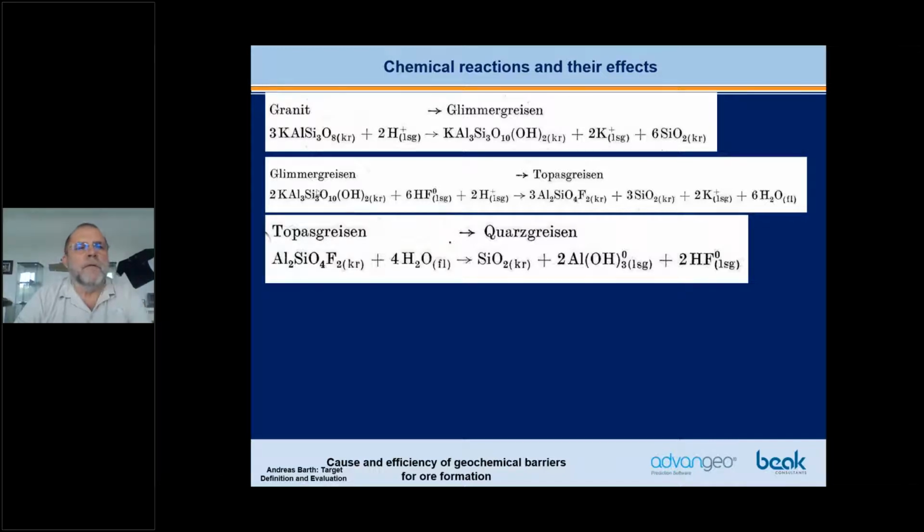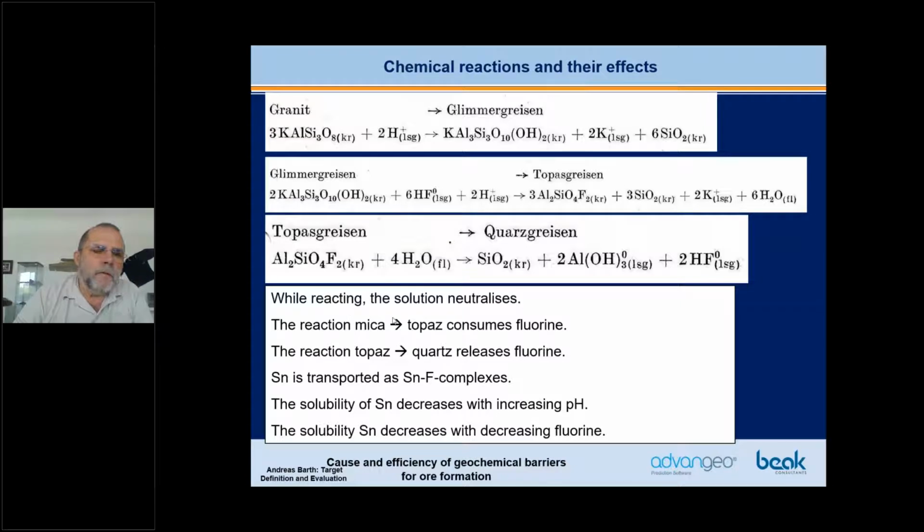Then the next reaction is between the mica greisen and the topaz greisen, where the mica is dissolved by the solution and transformed into topaz, again releasing quartz as solid material and releasing potassium. And finally, in the center of the greisen, the topaz is transformed into quartz, releasing fluorine and quartz as crystals or as solid material.